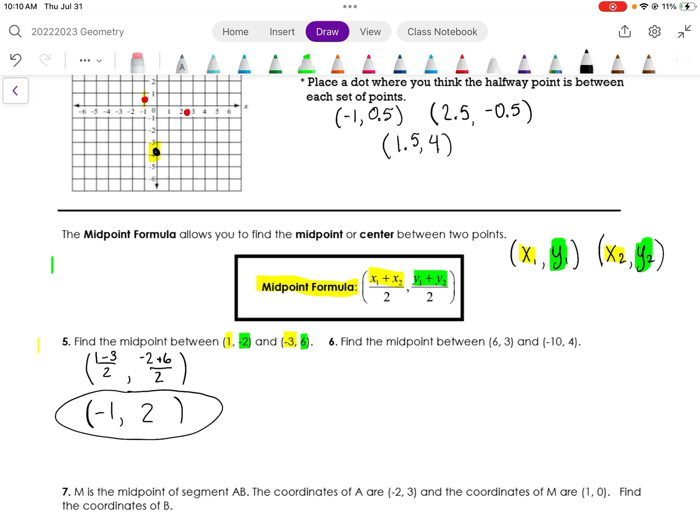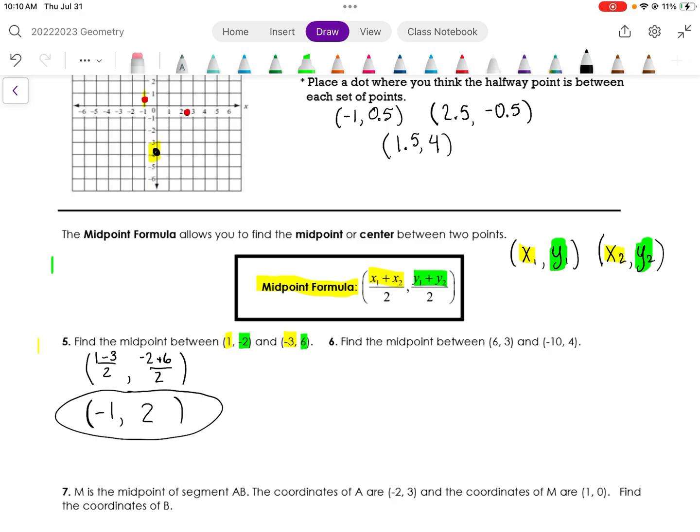And I want you to think about a number line for a second. If you think on a number line and think about your x values, you have 1 and negative 3. Negative 1 is going to fall right in between those. And then if you think about your y values, negative 2 and 6, 2 is going to fall right in between those on a number line.